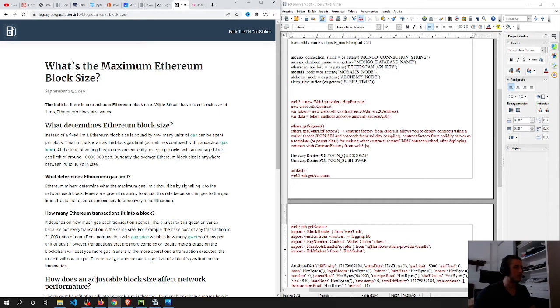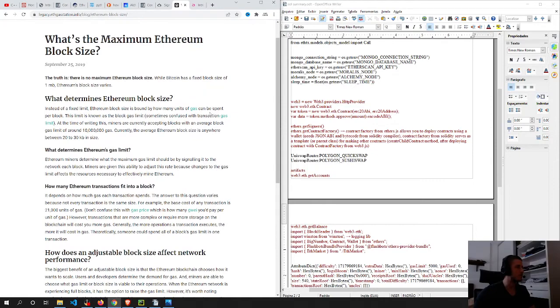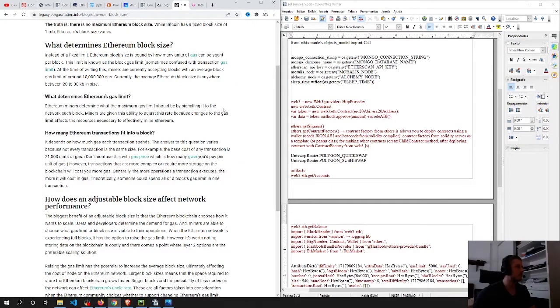No maximum Ethereum block size. While Bitcoin has a fixed block size of 1 MB, Ethereum's block size varies. Instead of a fixed limit, Ethereum block size is bound by how many units of gas can be spent per block. This limit is known as the block gas limit, sometimes confused with transaction gas limit. At the time of writing this, miners are currently accepting blocks with an average block gas limit of around 10 million gas. Currently, the average Ethereum block size is anywhere between 20 to 30 KB in size.